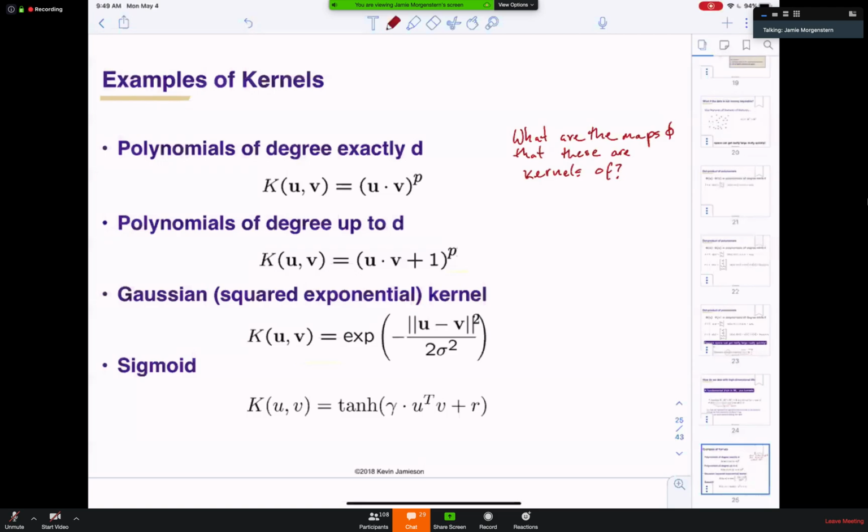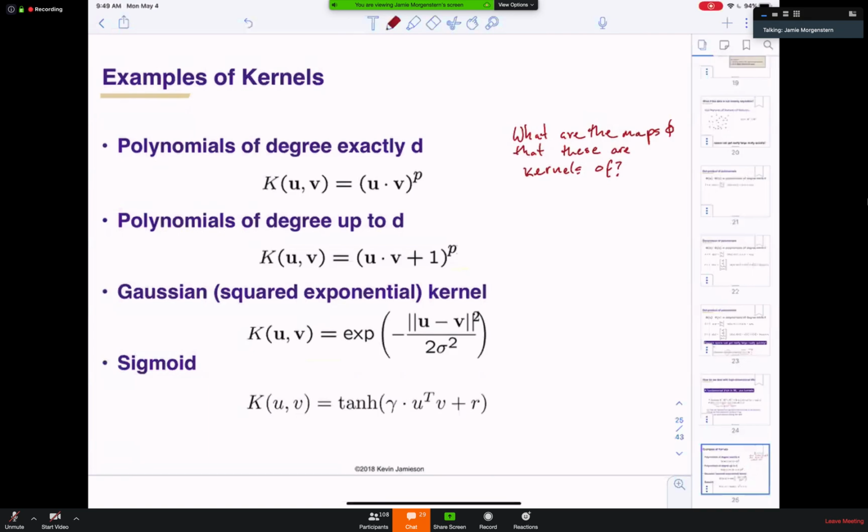Okay, so these are just functions from two points in our original d-dimensional space that produce some real number. These all produce real numbers. Remember that k goes from R^d to real numbers.